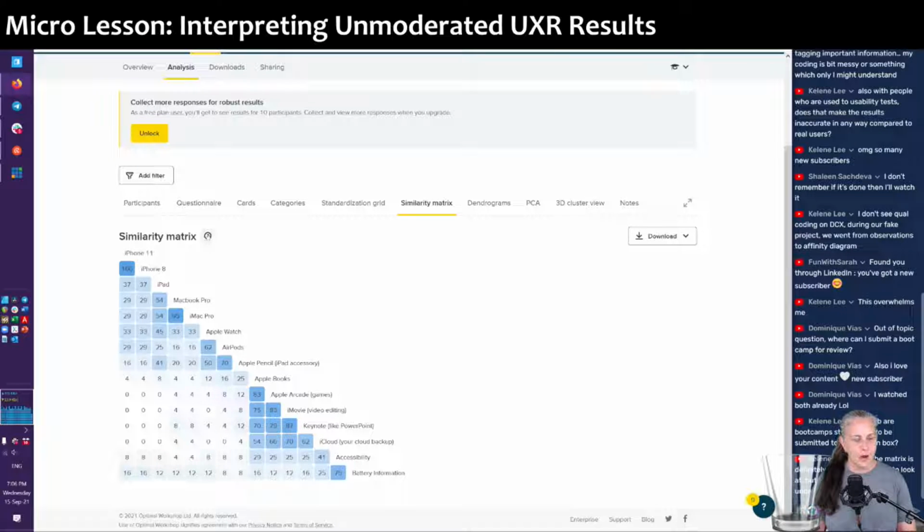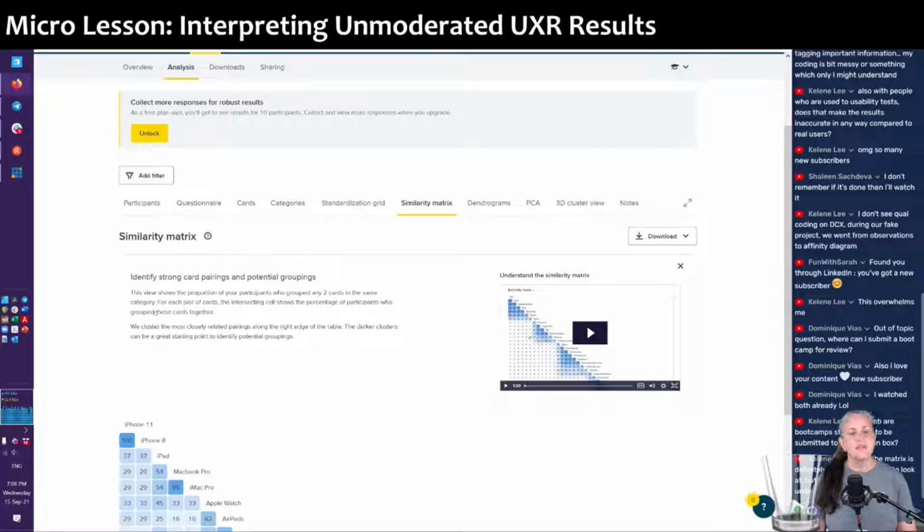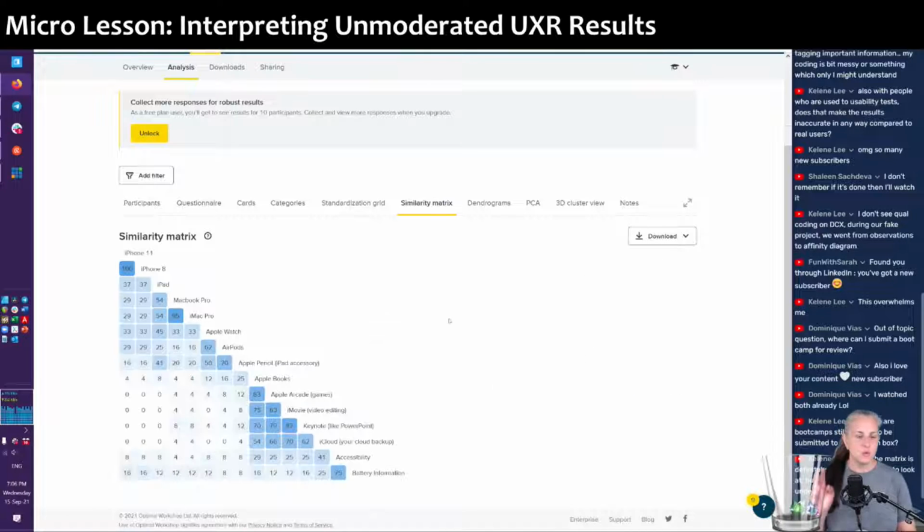Kayleen says, oh yes, this matrix is less overwhelming, but I'm not sure I understand it. So again, let's see how Optimal Workshop describes it. This is for strong pairings and potential groupings. They have a little video on it, but again, the idea is it's the affinity between 2 things.